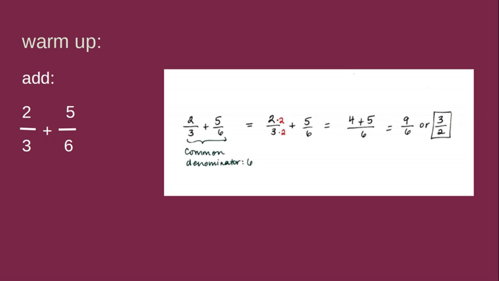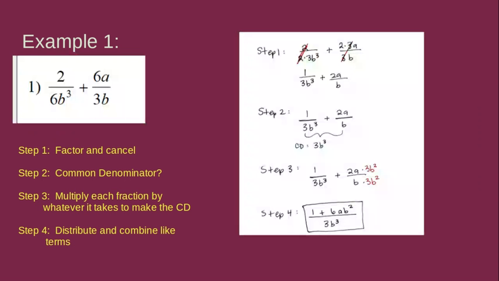All right, so of course it's not going to be that easy. Now we're going to put some numbers and letters and exponents, all of it together. Follow these 4 steps and you'll be good to go. Step 1, factor and cancel. Step 2, can we find a common denominator? Step 3, multiply each fraction by whatever it takes to make that common denominator in both fractions. And then finally, we'll distribute, combine like terms, do what we have to do, adding across the top and keeping that same denominator.